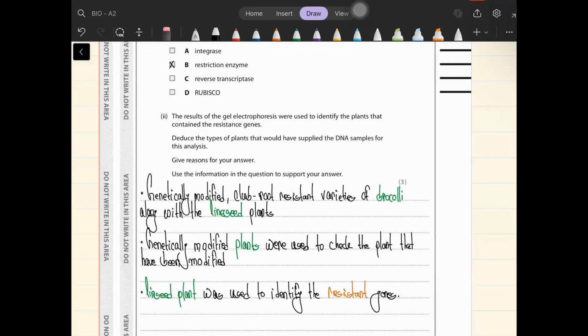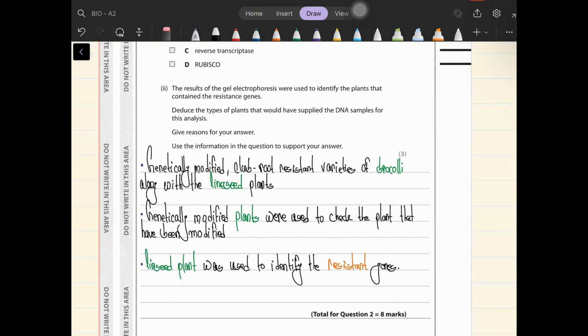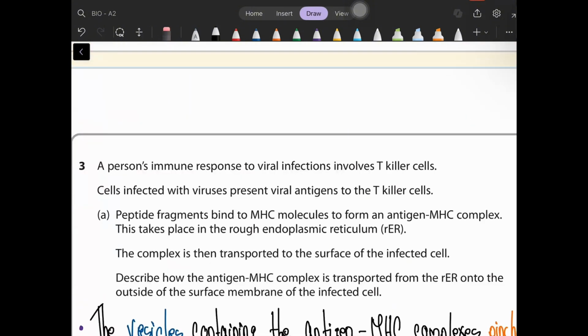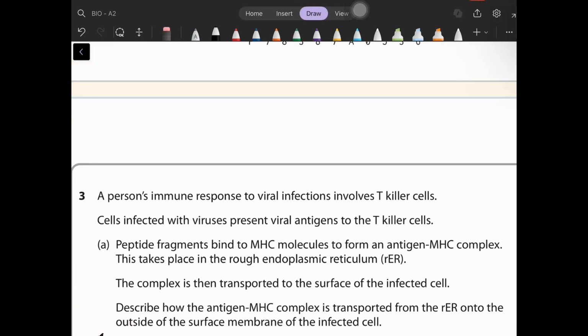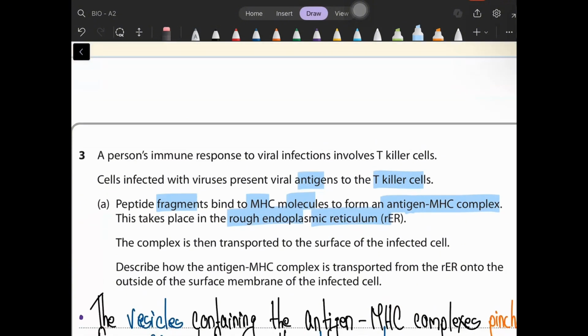Moving on to the next question, it said that a person's immune response to viral infections involves T killer cells, right? Cells infected with viruses present antigens to the T killer cell. Peptide fragments bind to MHC complex to form the antigen MHC complex. This takes place in the rough endoplasmic reticulum. The complex is then transported to the surface of the infected cell. Describe how the antigen MHC complex is transported to the surface of the cell from the rough endoplasmic reticulum. This question is basically from AS biology: how protein is transported, right?